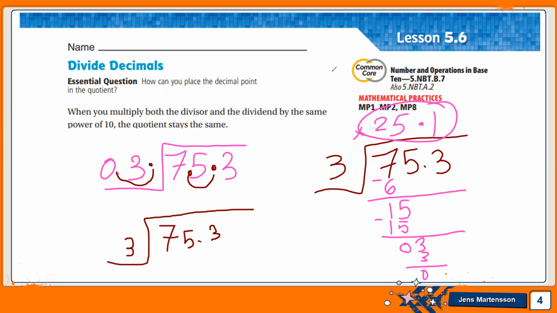So dividing 75.3 divided by 3, the answer is 25.1. And dividing 7.53 divided by 0.3, the answer will be 25.1, the same as here. Is it clear?